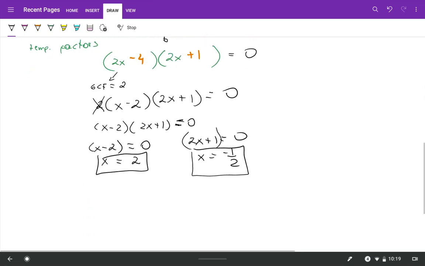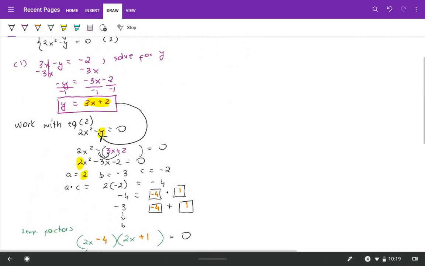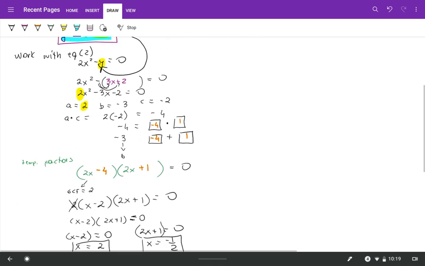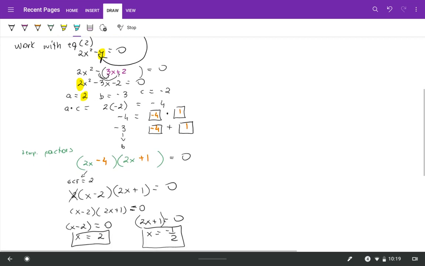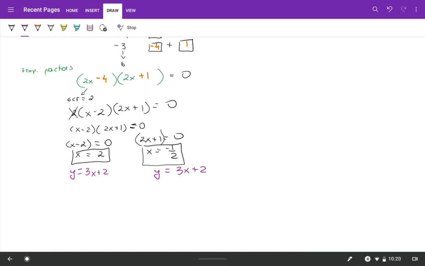Again, don't forget that this is possible because we're solving a system of nonlinear equations. So now when we have x equal 2 and x equal -1/2, we're going back. Don't forget that we know that y is equal to 3x plus 2. So now we have to solve for y. I need to find the y coordinates for each x. So let's just separate them.